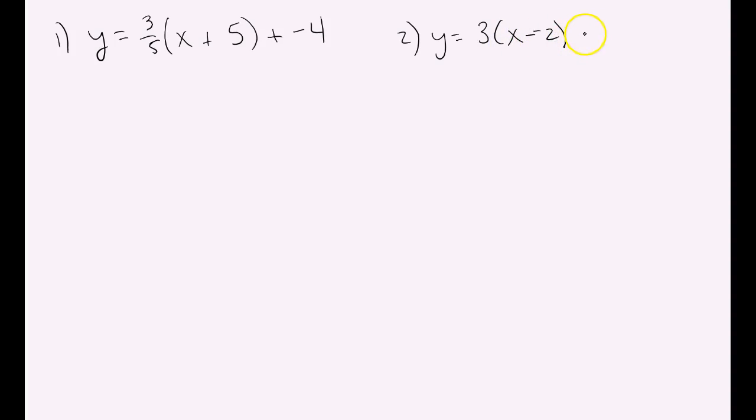Number 2, y equals the slope, which is 3, times x minus the x point, which is -2, and then plus 0. So once again, I would clean that up to where it's x plus 2 in the middle, and you don't even have to do the plus 0 at the back if you don't want to.